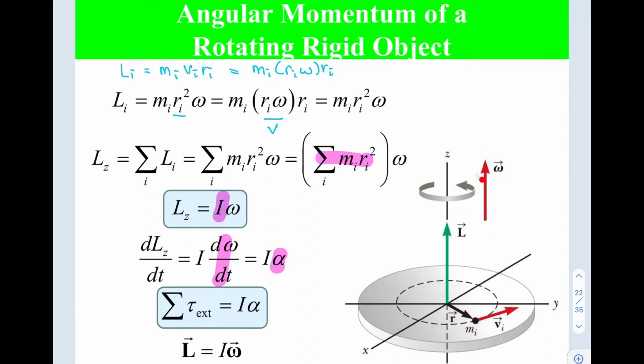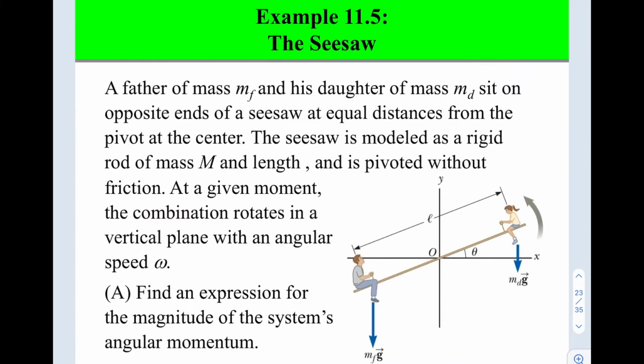The direction of the angular momentum follows the direction of omega. How do we determine the direction of omega? Use the right hand rule. Place your forefinger along your r, cross towards your v, and then the direction of your omega is along your thumb.